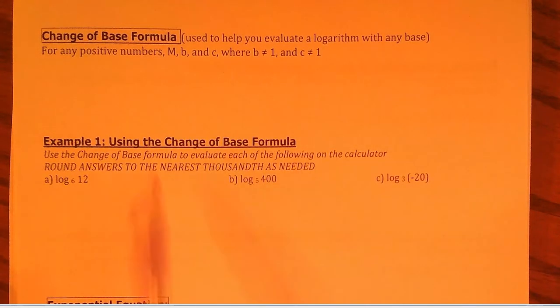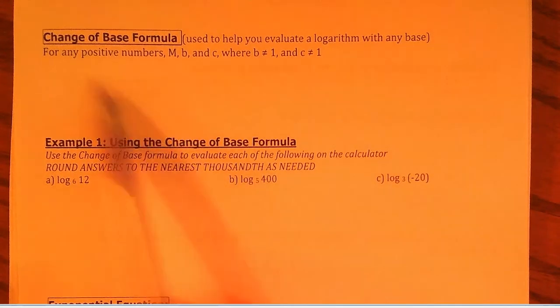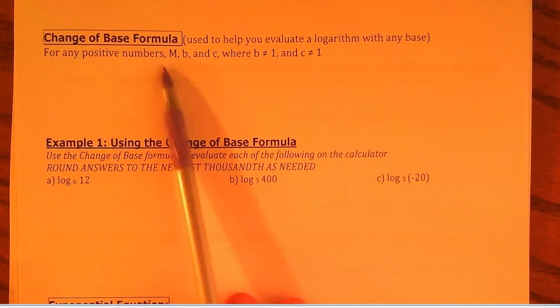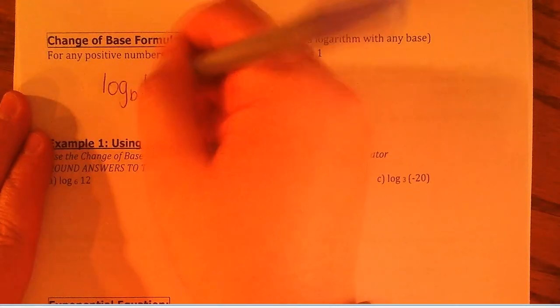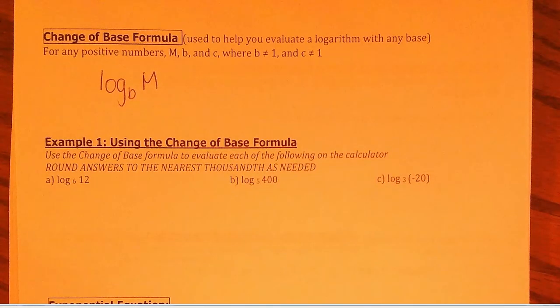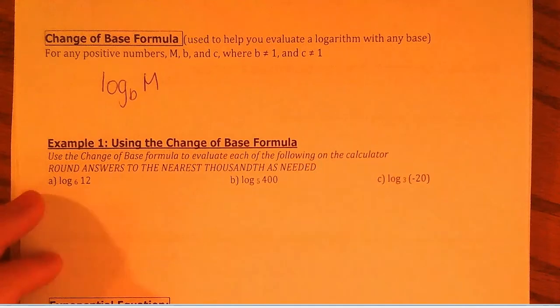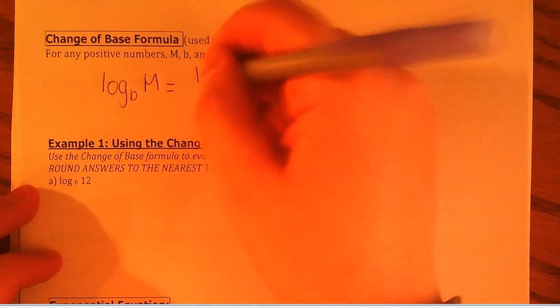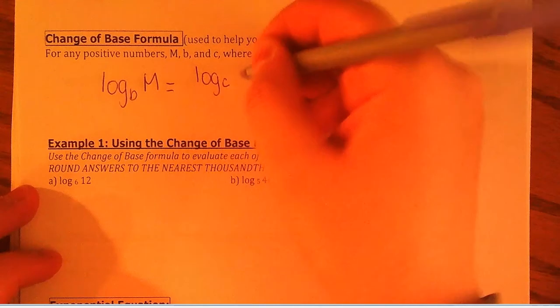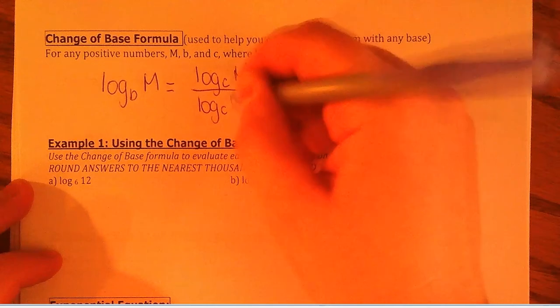Okay, so here's what we're doing. Change of base formula. These all have to represent positive numbers, M, B, and C. B cannot be 1, and C cannot be 1. So I'm going to write the log base B of M, and we could, of course, replace those with numbers, which I'll do here in a second. Now, what we can do is do the change of the base. So I'm going to do log base C of M over log base C of B.